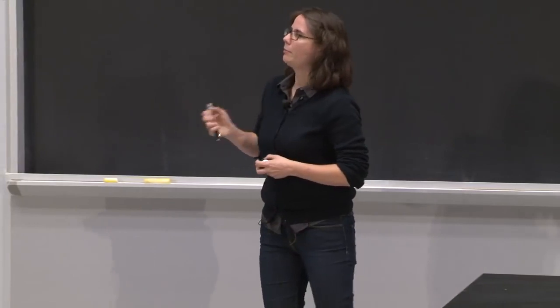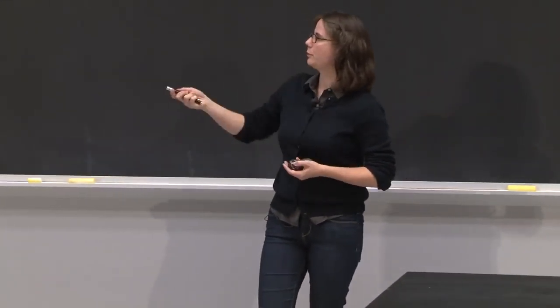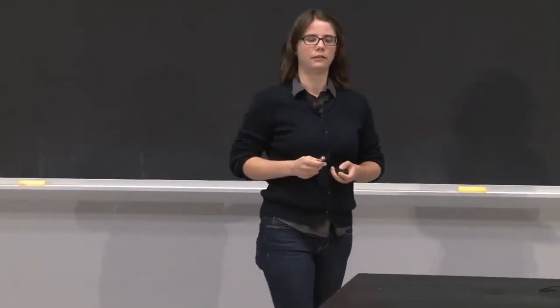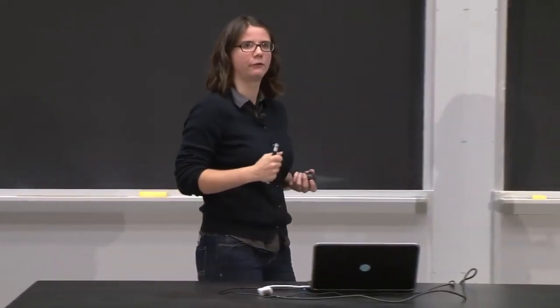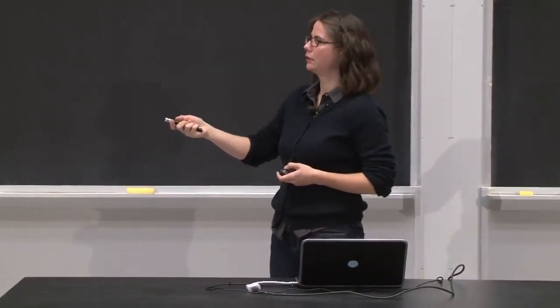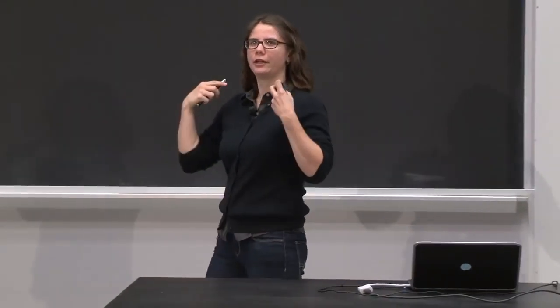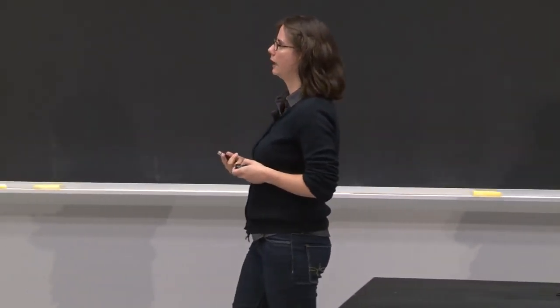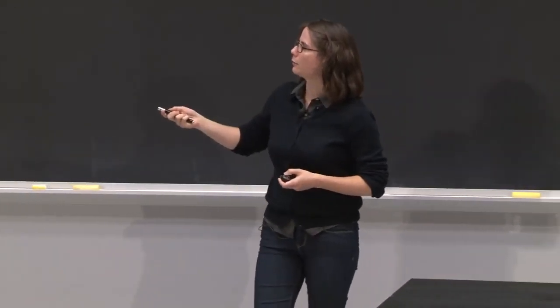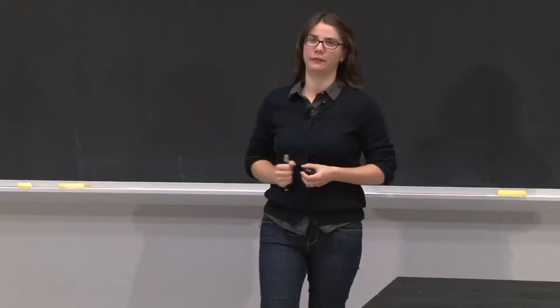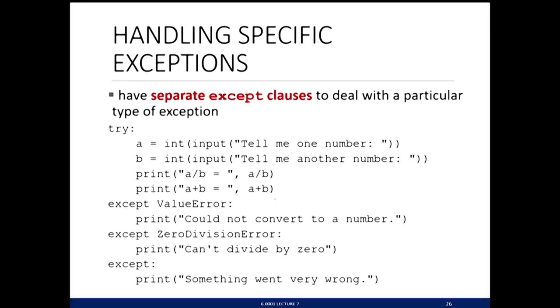Okay, so any problematic lines of code you can put in a try block and then handle whatever errors might come up in this except block. This except block is going to catch any error that comes up, okay? And you can actually get a little bit more specific and catch specific types of errors. In this case, I'm saying if a value error comes up, for example, if the user inputs a string instead of an integer, do this, which is going to print this message.